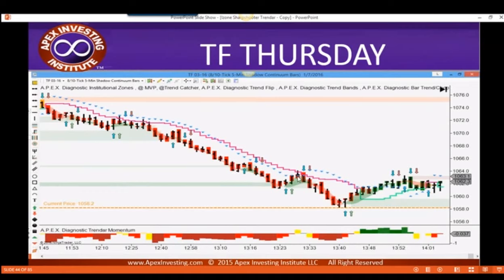Till 1062, we got in about 1074. That's about 12 points on the Russell. That's $1,200 on one futures contract right there on the Russell. And again, all these that I'm showing you are today.